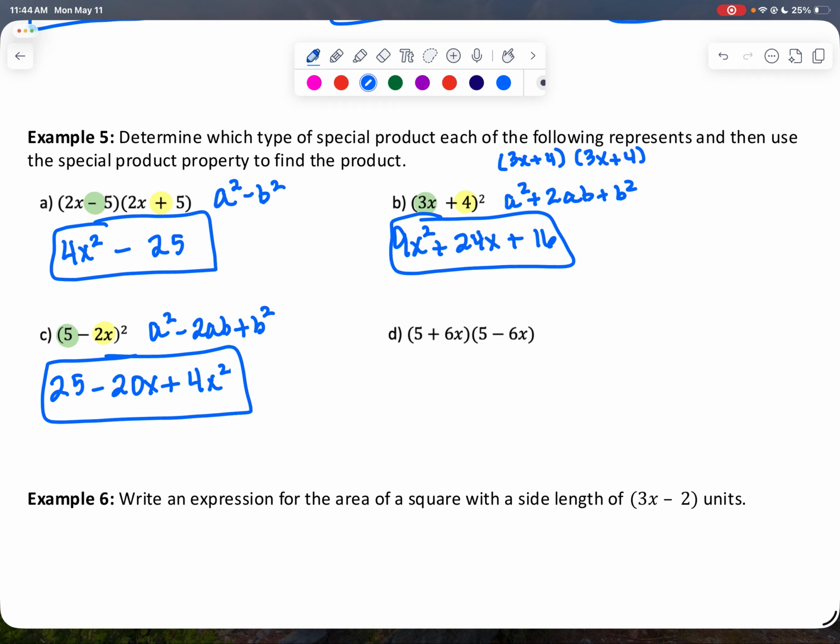All right, problem D. 5 plus 6x times 5 minus 6x. Now, this time we're not squaring, but we do have a sum and a difference. So when you have a sum and a difference, our pattern is a squared minus b squared. So you square the first term, 25, square the last term, 6x times 6x is 36x squared, and put a minus in between them.